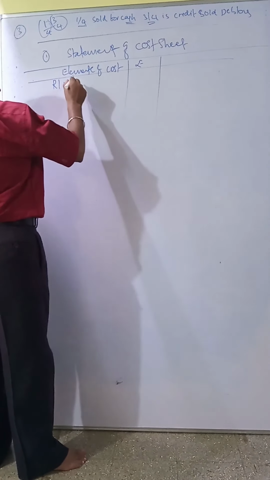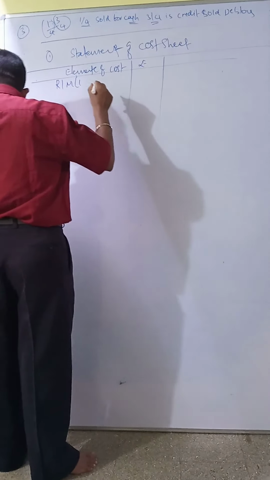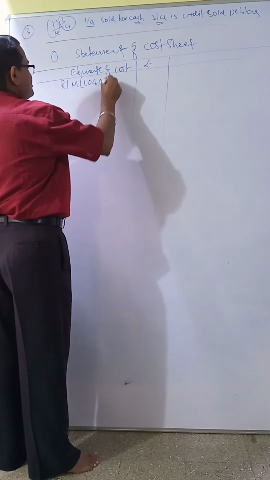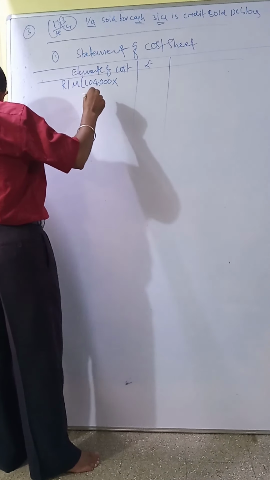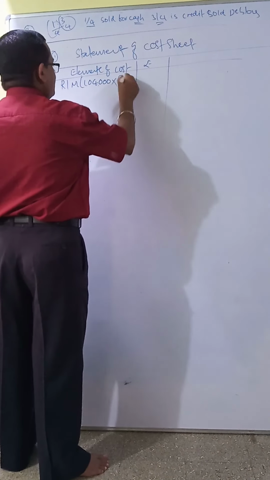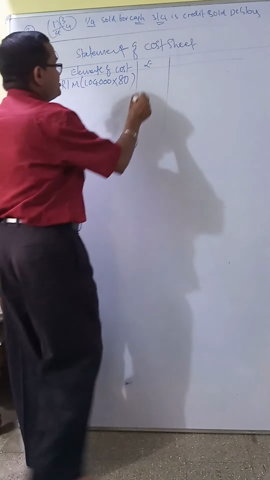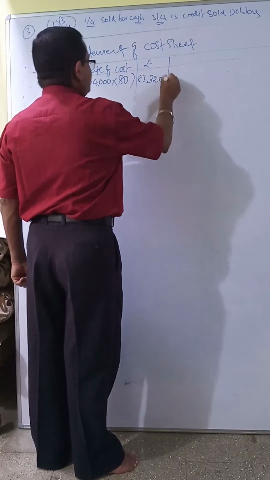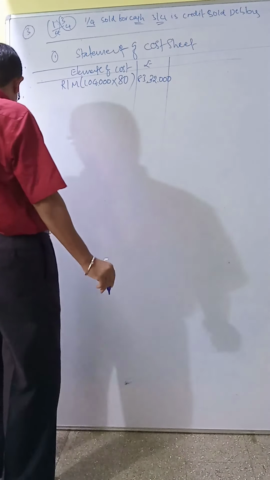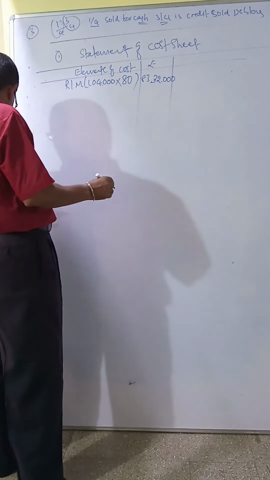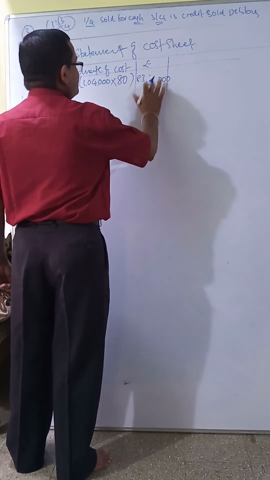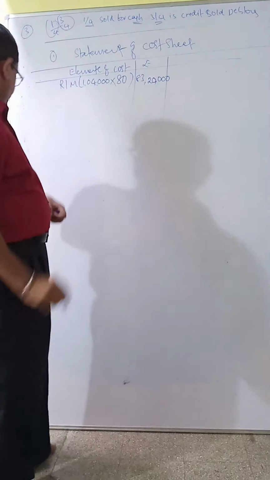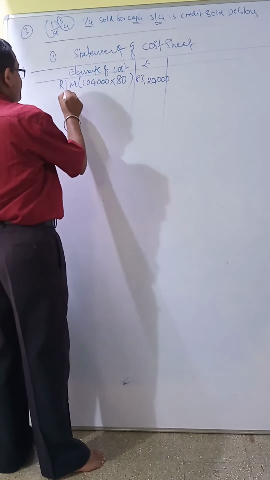The level of activity is 1,04,000. 1,04,000 into the raw material cost per unit, how much is given? Rupees 80. 1,04,000 into 80 is 83,20,000, not 83,32,000. So raw material is 83,20,000.